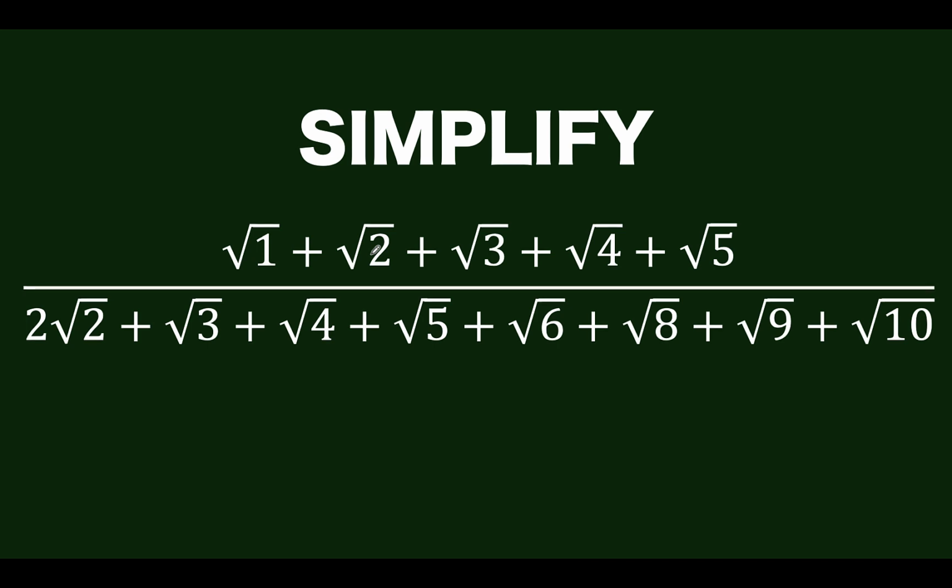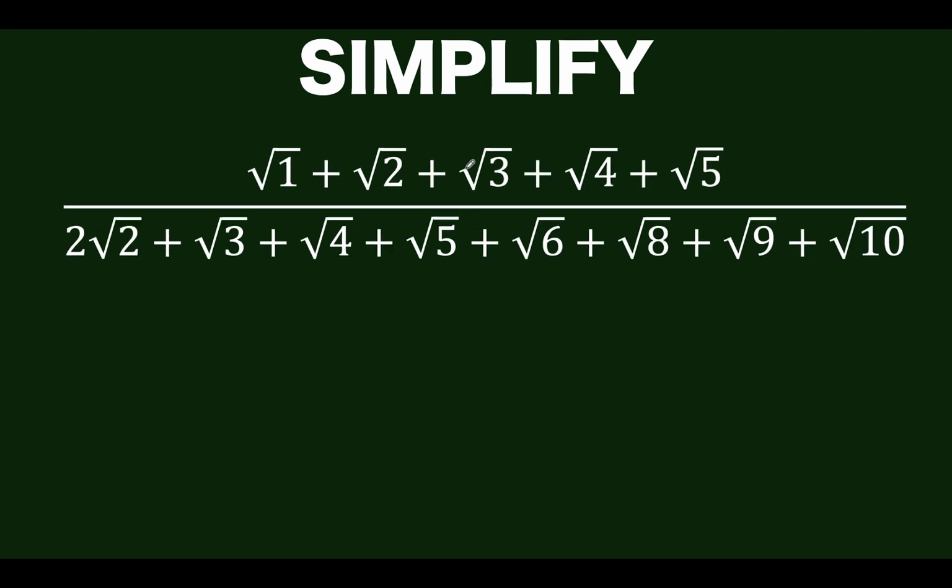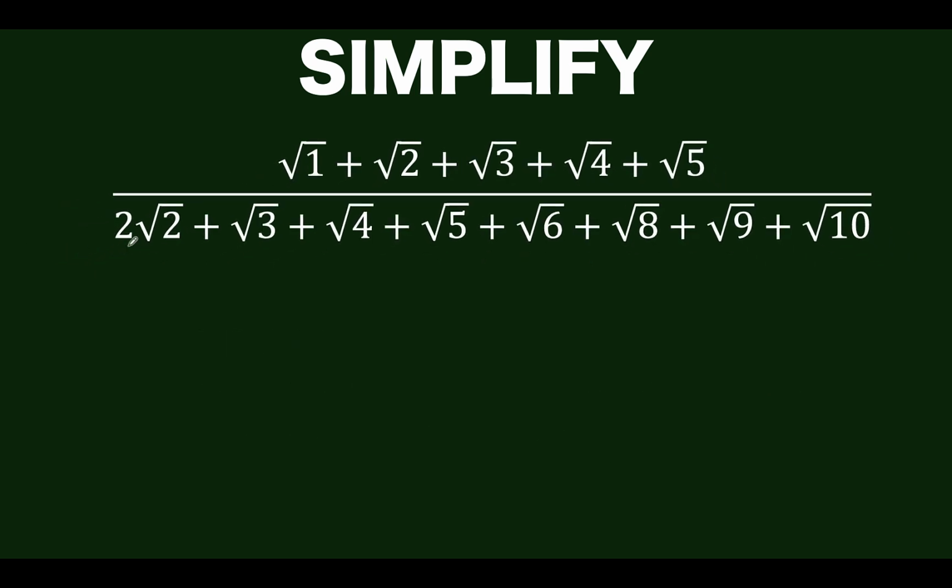Now let's solve this problem together. Our strategy is to manipulate the denominator so that we can come up with an expression similar to the numerator. So let's carry out that plan. First, let's look at this 2 square root of 2. That means square root of 2 plus square root of 2. Also notice that we have here square root of 9, which is equal to 3. Then replace those terms with the yellow expressions.